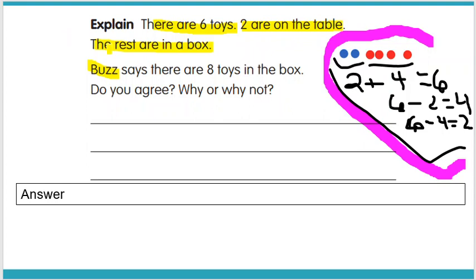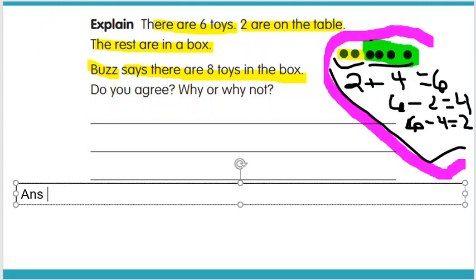So let's check Buzz's work. All right, so Buzz says there are 8 toys in the box. Well, we know that that's probably not true. Do you agree? Why or why not? Well, we know that there are 6 toys total. We know that there are 4 that are in the box because there are 2 that are on the table. There's the 2 on the table. And then these guys right here, those are the ones that are in the box. And the green there, that's in the box. So there's 4. So we know that Buzz is not actually correct.